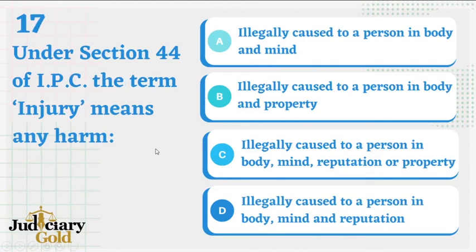Under section 44 of IPC, the term injury means any harm illegally caused to a person in body or mind, illegally caused to a person in body or property, illegally caused to a person in body, mind, property or reputation, illegally caused to a person in body, mind and reputation. The answer here is option C. It includes all the four categories, that is body, mind, reputation and property.